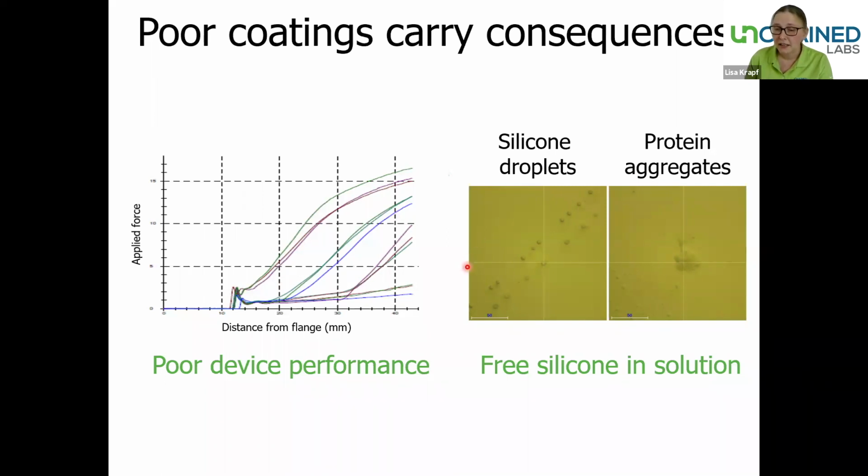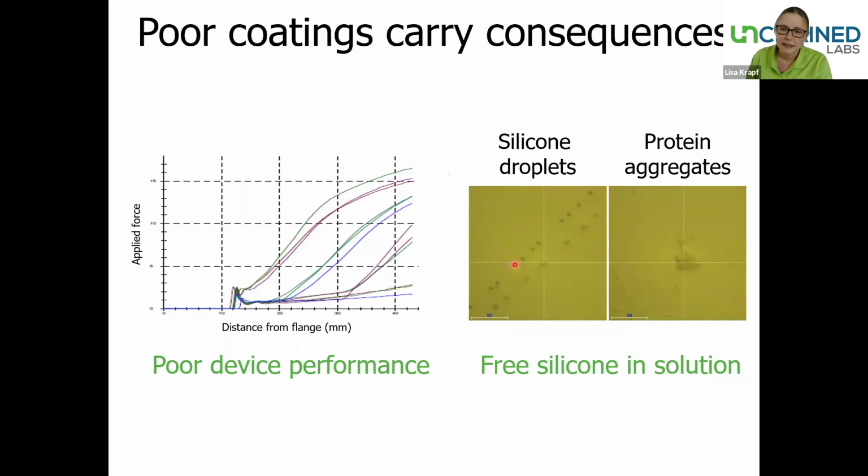On the other hand, if you have a very inhomogeneous silicone layer or just too much silicone on the inner surface, you can also have an impact on the product inside of your device. So on the right-hand side of this slide, we see another effect that can happen. And this is that the silicone migrates from the container surface into the product.